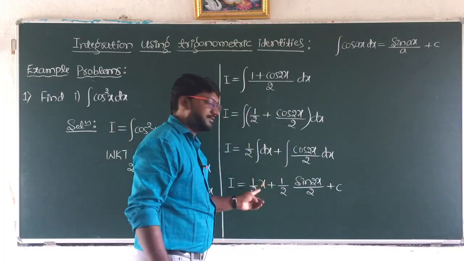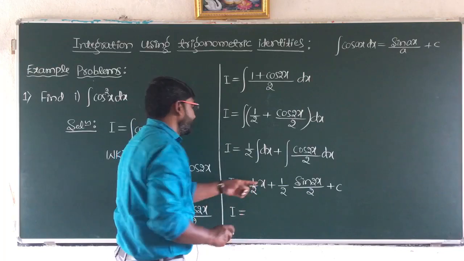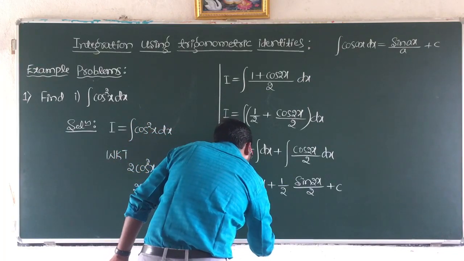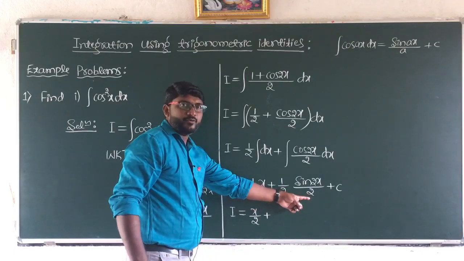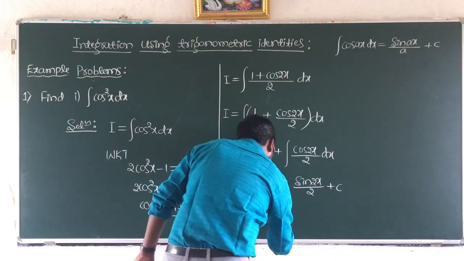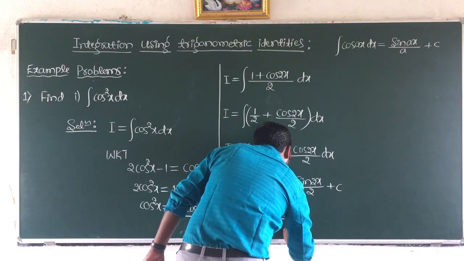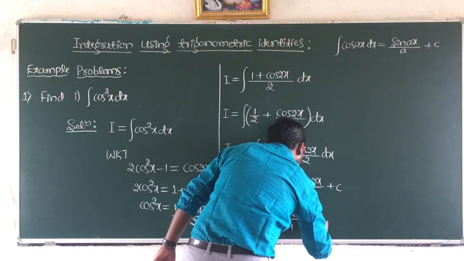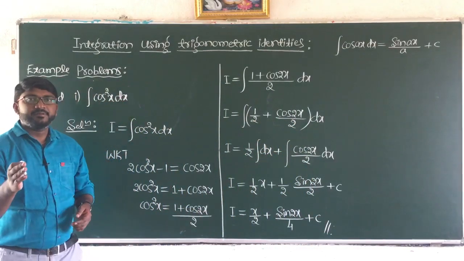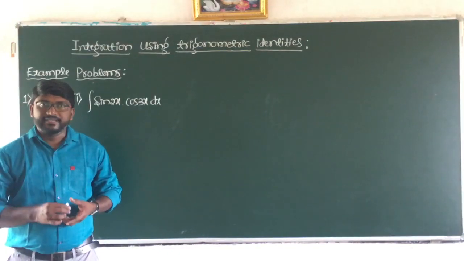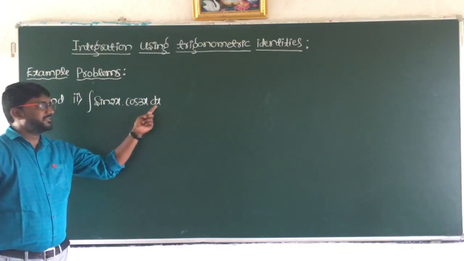So we can simplify this further. I is equal to 1 by 2 into x, which is x by 2, plus 1 by 2 into 1 by 2, it is 1 by 4, into sin 2x, it is sin 2x divided by 4 plus c. So this is all about the first sub question of the example problem. Well, the next example problem is integral sin 2x into cos 3x dx.